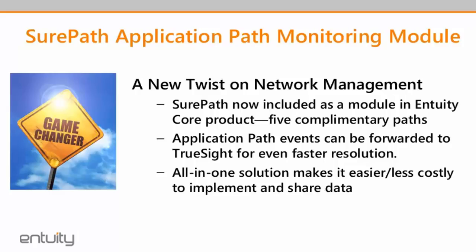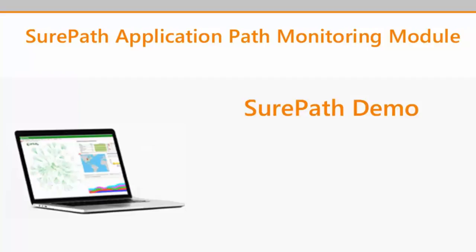Application path events are generated when paths deviate from their reference path. These events can be forwarded to, for example, TrueSight Operations Manager, for faster problem resolution. And because this is an all-in-one solution, it makes it easier and less costly to implement and share data. And with that, I'm going to turn the presentation over to Pete Bartz, who will give us a demonstration of SurePath and some of its capabilities.